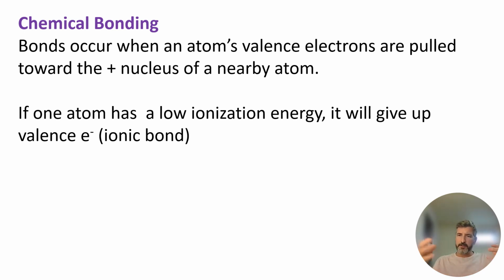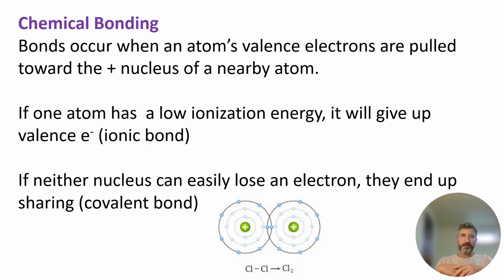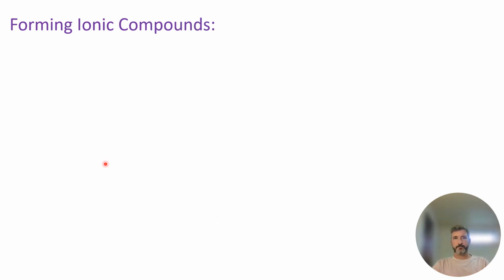So if one of those two atoms that are interacting has a low ionization energy, then it's going to give up that valence electron, or it could be multiple valence electrons, and that's going to result in an ionic bond. If neither can really easily lose an electron, then they're going to end up just sharing. And so we call that a covalent bond. And you can see that there with chlorine, two chlorine atoms sharing valence electrons. And that's because neither of them is capable of really giving up electrons.